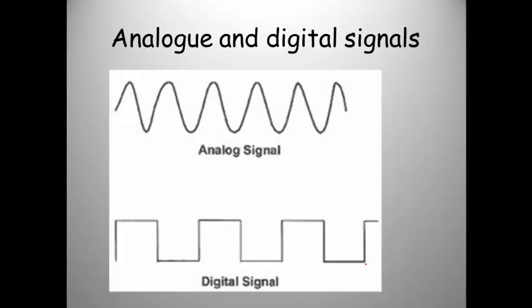Now analog and digital signals. This is an analog signal. That is like the old radio waves that you still get, which is what my car has. Or TV signals.